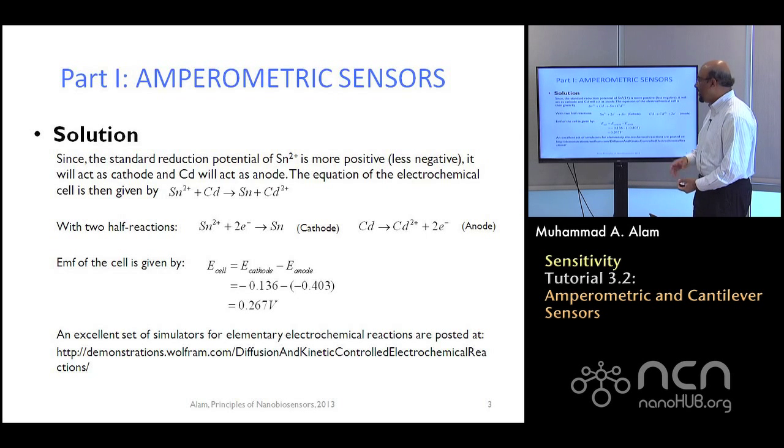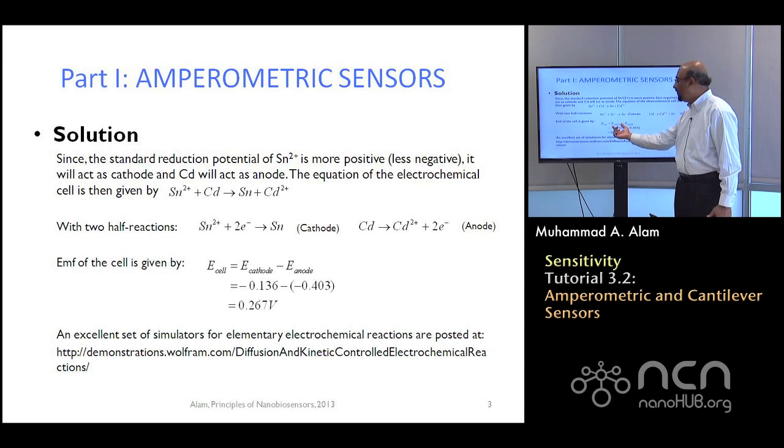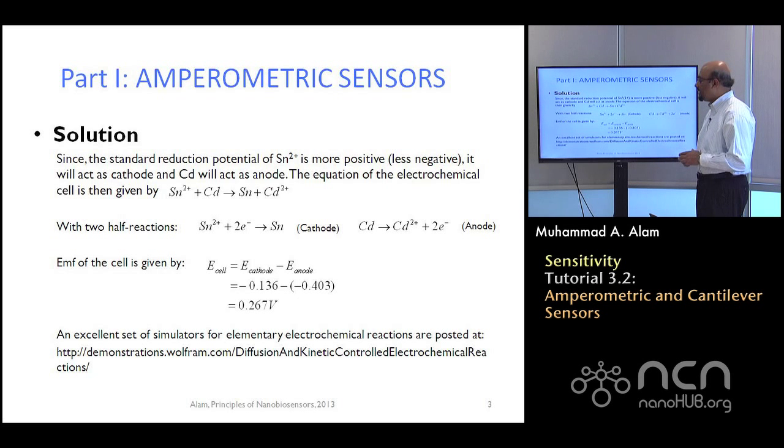And the corresponding EMF would be the difference of these two potentials. So you have in one case 0.136 for the cathode. In this particular case, it is less negative, and then correspondingly minus 0.403. But we are looking at the difference. So once you take the difference, we'll have about 0.267 volts for the electromotive force.